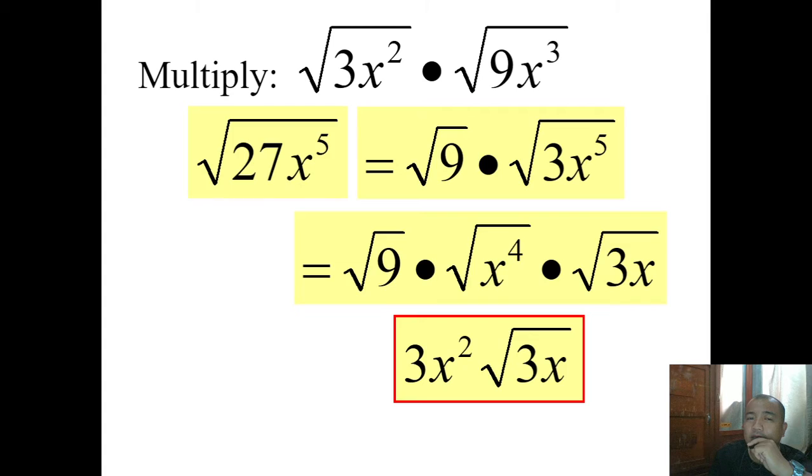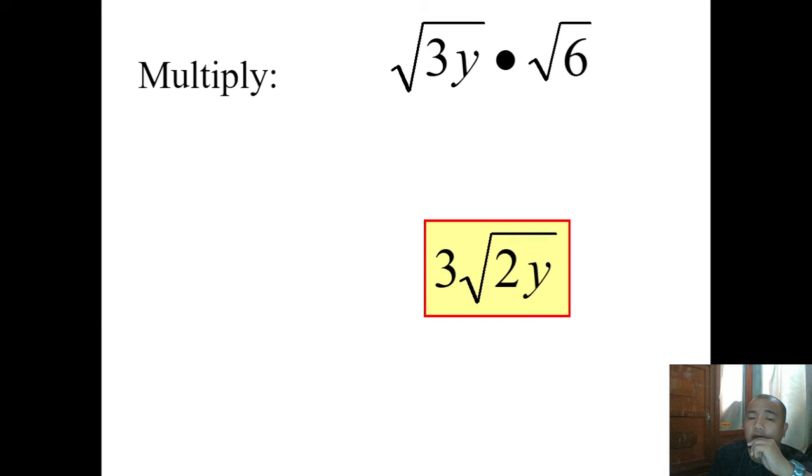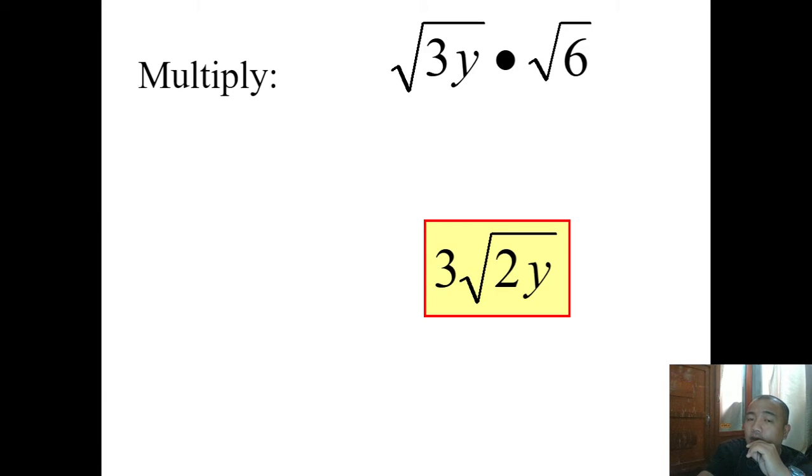Okay, easy, right? Next, square root of 3y times square root of 6. Just multiply 3y and 6, 18y. Okay, that's the final answer, but where did we get 3 square root of 2y? 3y times 6 is 18y, and 18y is 9 times 2y. So the square root of 9 is 3. So there it is, 3 square root of 2y.